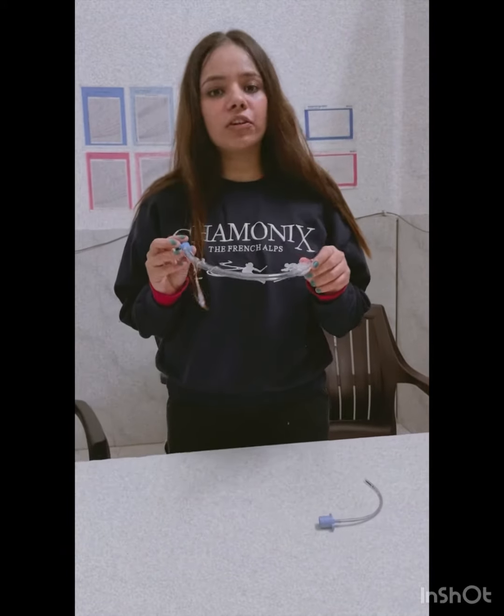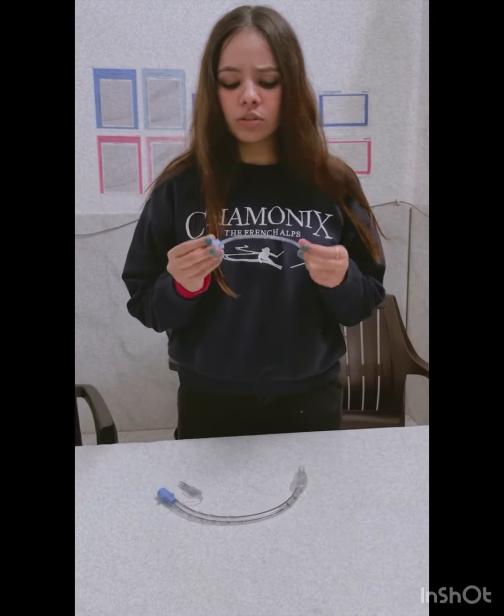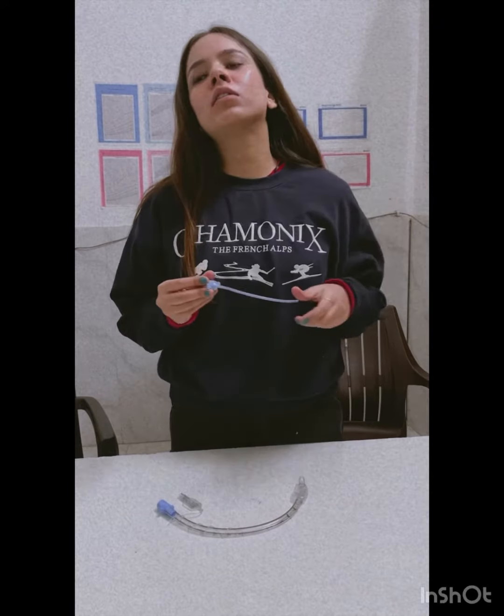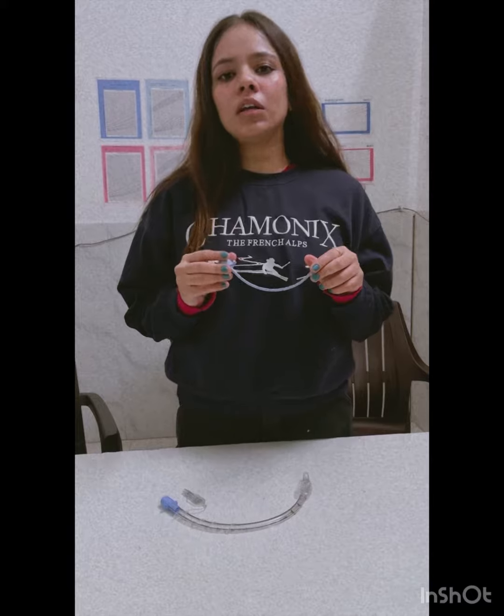And this is the cuffed ET tube, in which this cuff acts as a seal to prevent any kind of aspiration. Why in children we do not use cuffed ET tube is because the subglottic area in children is the narrowest part and it already acts as a seal. So we do not need any cuff.